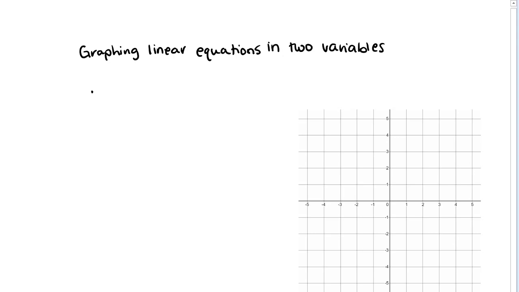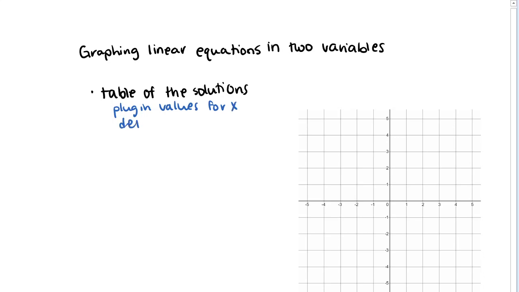The first way we learned how to graph a linear equation in two variables was to find some solutions, list them out as a table, and then plot those points. Right? And then we would draw the curve that goes through all of those points. So one way we could graph a linear equation was by making a table of the solutions to the equation. This really meant plug in values for x and determine the corresponding y values.